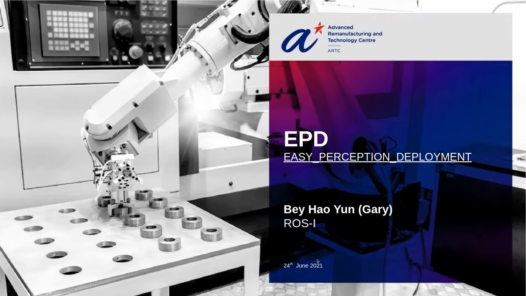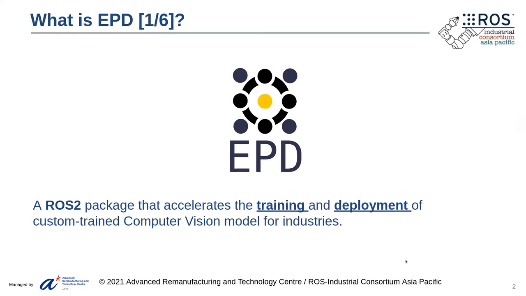And one of the packages which I'd like to introduce into this ecosystem is EPD, Easy Perception Deployment. In one sentence, EPD is a ROS2 package that accelerates the training and deployment of custom trained computer vision models for industries. I'd like to emphasize three keywords here. One is training, the other is deployment, and the third is industries. And I'll elaborate more on why I emphasize these keywords.